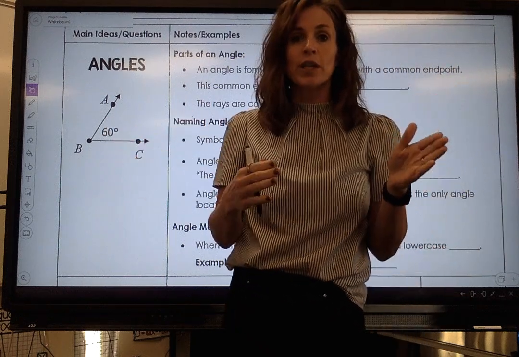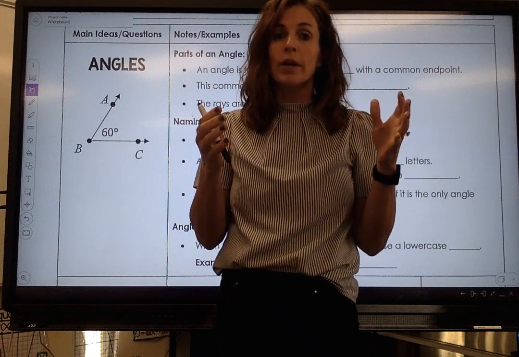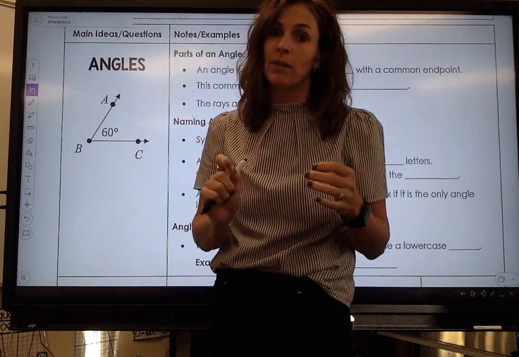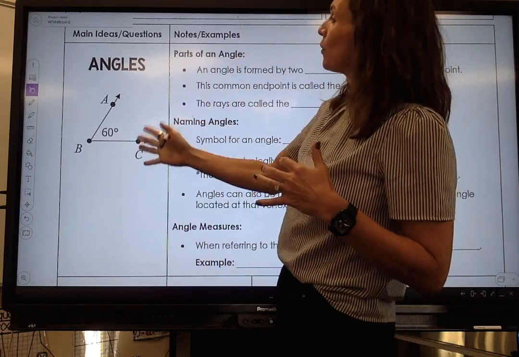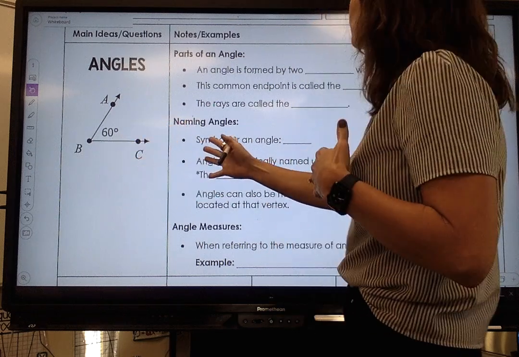In geometry, you have to label a certain way, so make sure you are consistent with your formatting. Otherwise, I take off -1 point, -1 point. First, you have to know the parts of an angle. There is a lot of vocab in this.